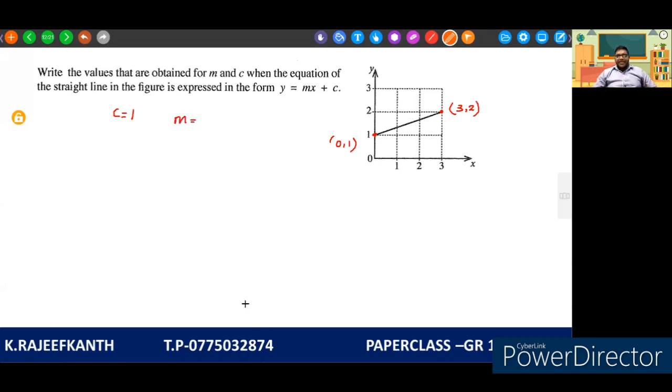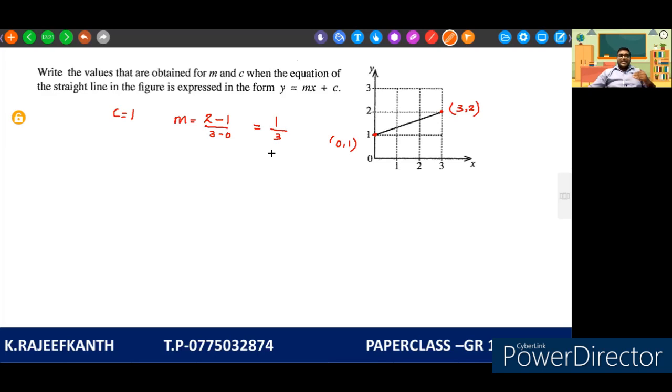The gradient is equal to difference of y coordinates over difference of x coordinates. Here y coordinates, 2 minus 1. We are subtracting 1 from 2. Then we should subtract 0 from 3. Then 3 minus 0. Then 2 minus 1 is equal to 1. 3 minus 0 is equal to 3. Then gradient of this equation is 1/3. Then the intercept is 1.